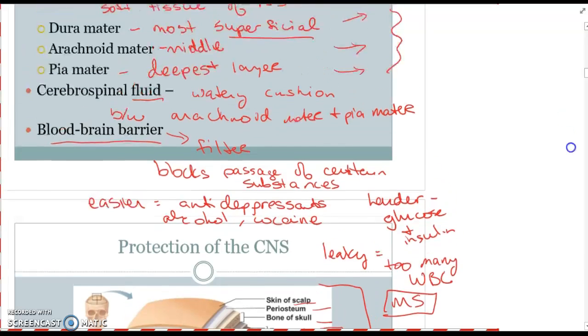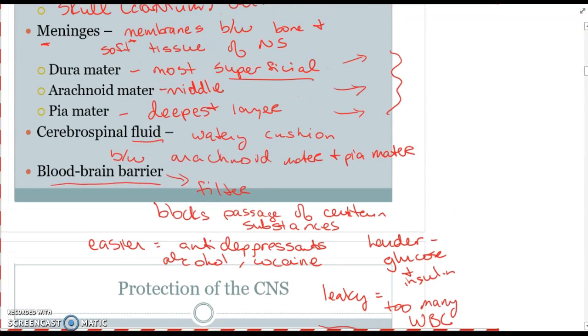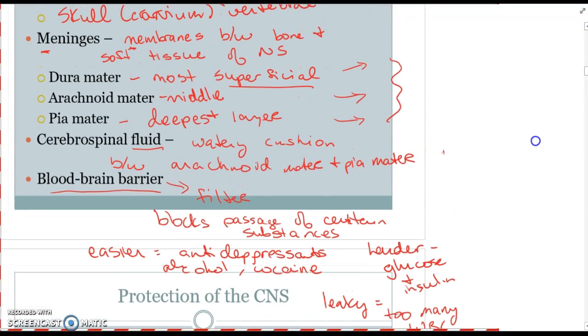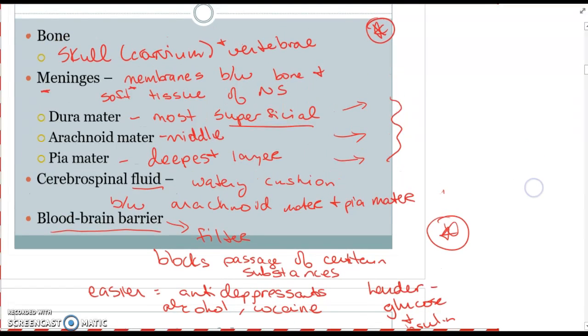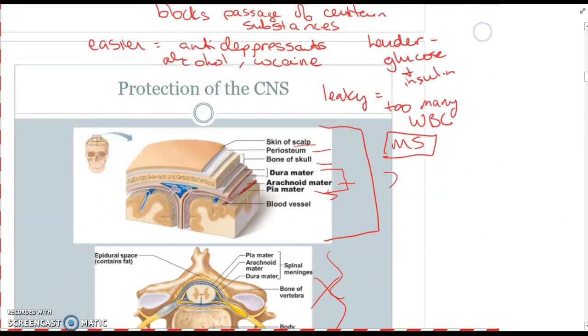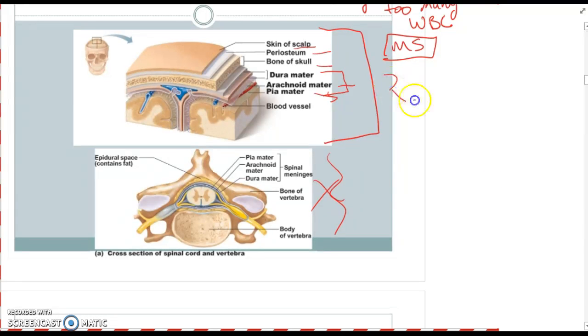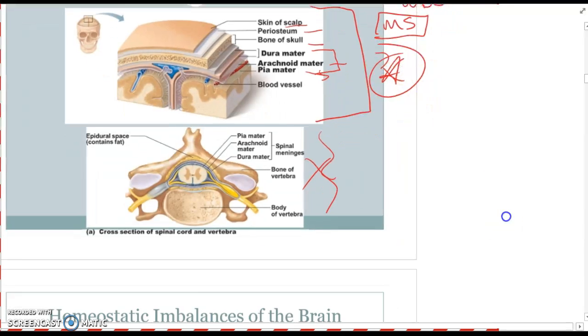And then the fluid, the watery cushion, and the blood-brain barrier, make sure you know what that does. Again, I'm not going to ask you to list these, but be familiar with what they are and where they're located. So let's see, again, where those three are located.